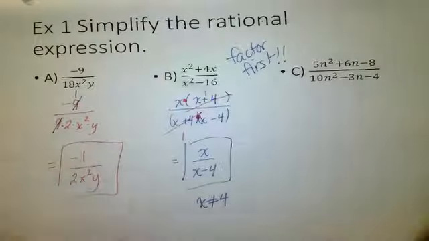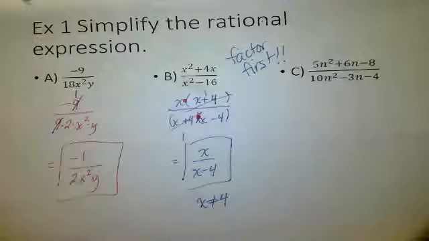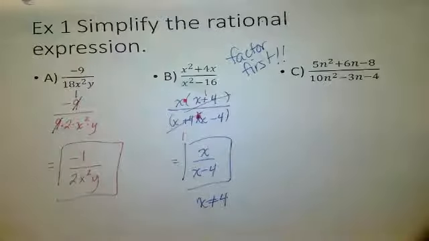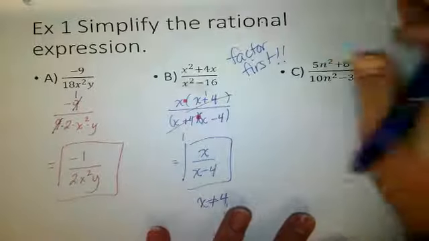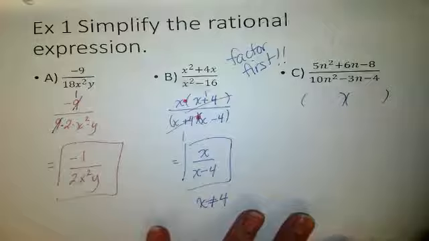All right. 5n squared plus 6n minus 8 over 10n squared minus 3n minus 4. Again, can I just cross stuff off? No, you cannot. Just jump it out of your hands today. We cannot just cross stuff off. Addition and subtraction are unbreakable bonds. We have to factor. So, this is a trinomial. What should we try to do? Try to factor. Double bubble.